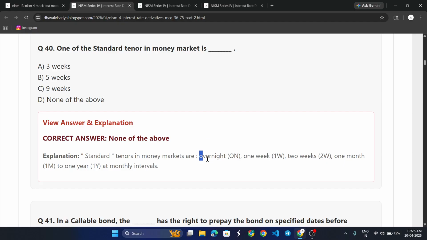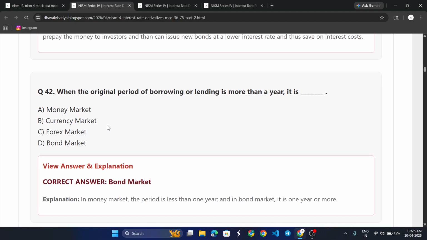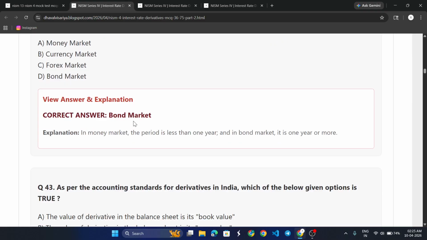Standard 10-year कौन होता है? Overnight, 1 week, 2 weeks, and 1 month and 1 year. In a callable bond, the issuer has a right to repay the bond at a specified day before maturity. When the original period of borrowing or lending is more than a year, it is a bond market.